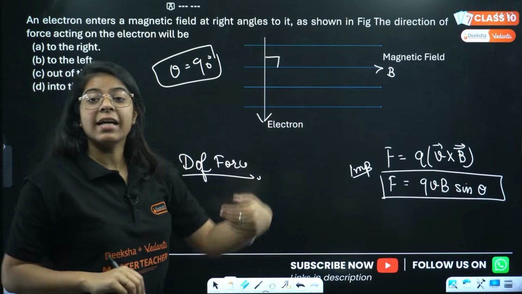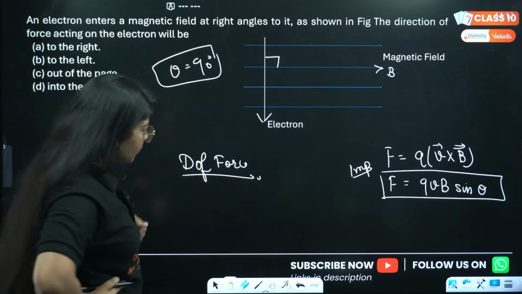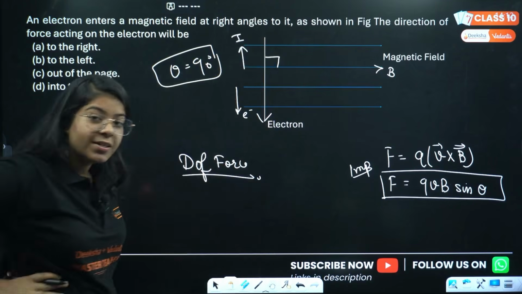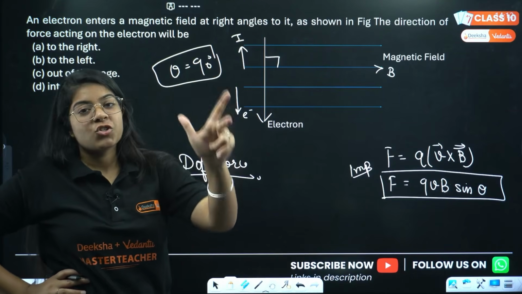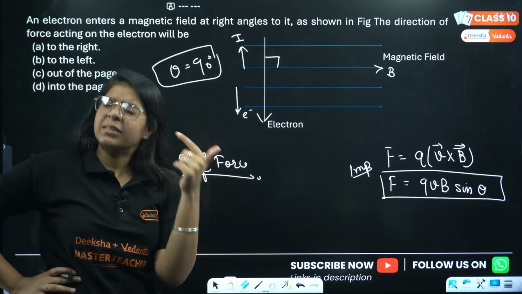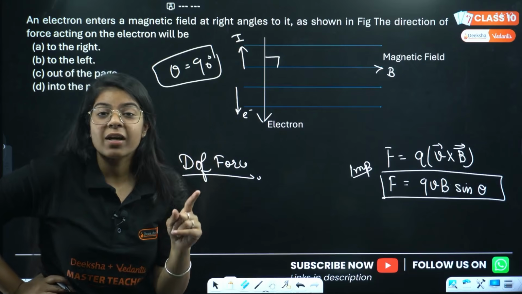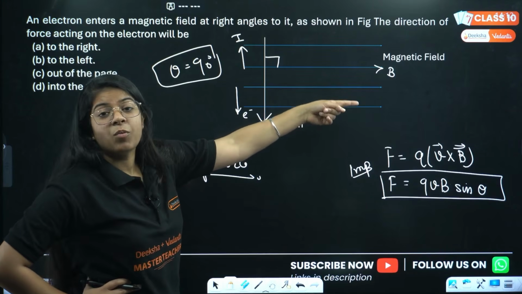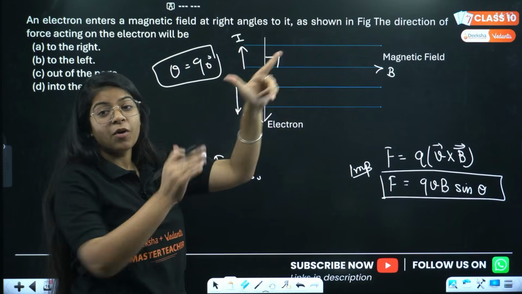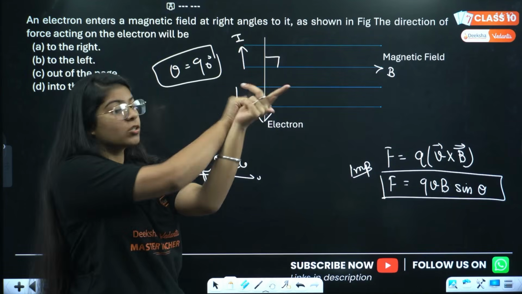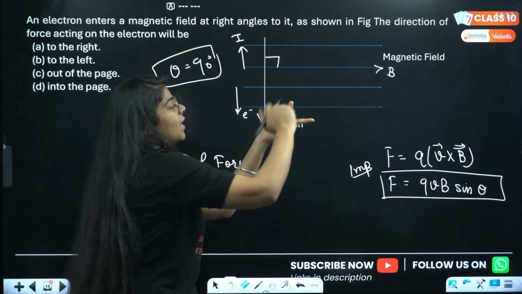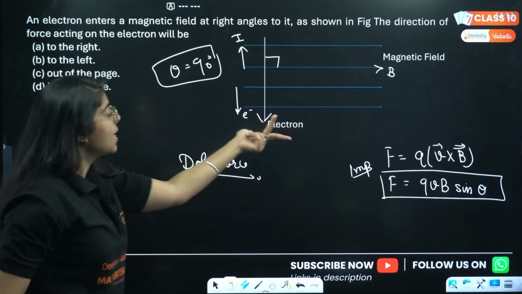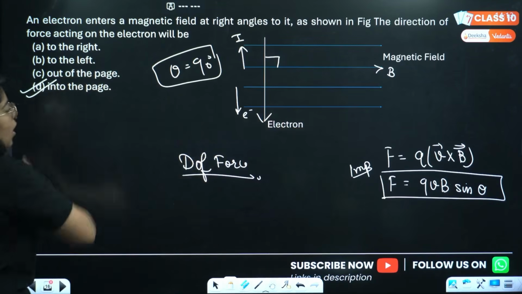Now, I have to find the direction of force acting on the electron. Now tell me one thing, if electron is downwards, the current will automatically be upwards. And Fleming left hand rule says what? If I stretch middle finger, index finger and thumb of my left hand, the index finger will point in the direction of magnetic field, that is this. The middle finger will point in the direction of current, that is upwards. The force, the thumb will give the direction of force. This is like this, magnetic field, current, upward direction, force, thumb, force, right? That is inside the plane, that is into the page.